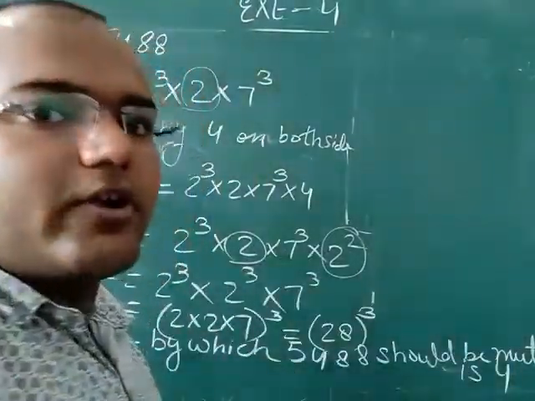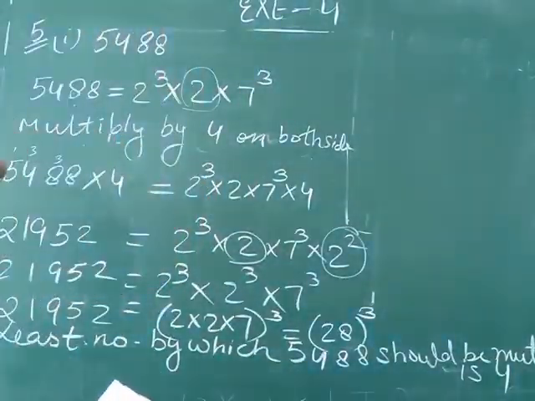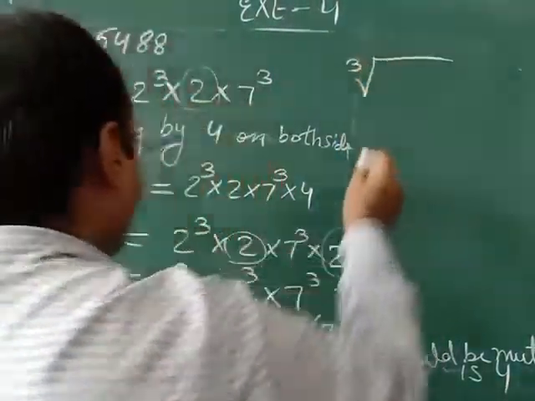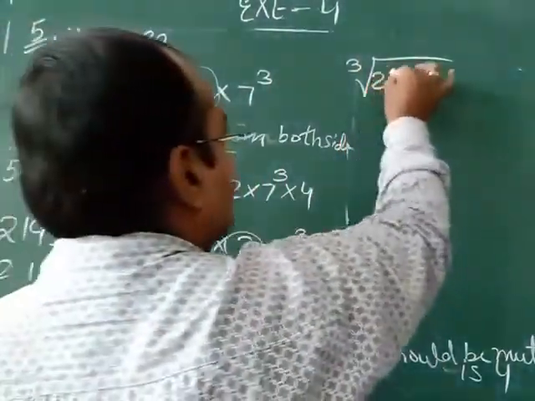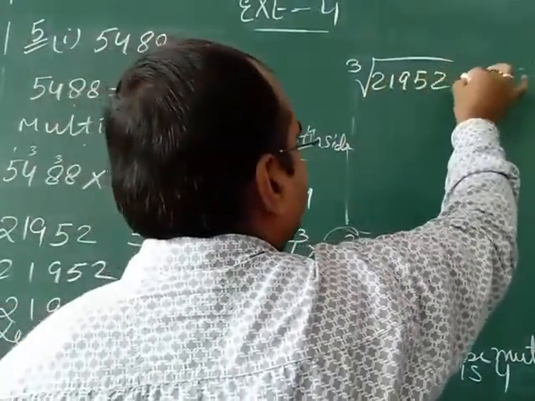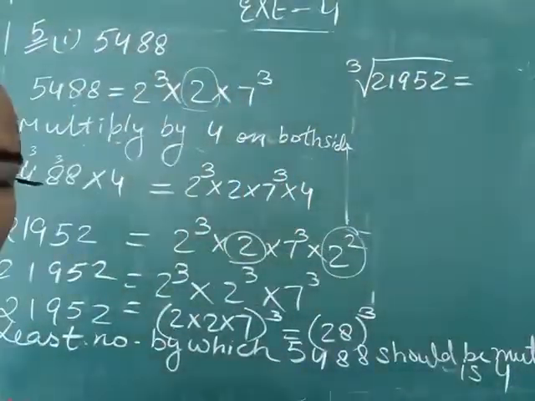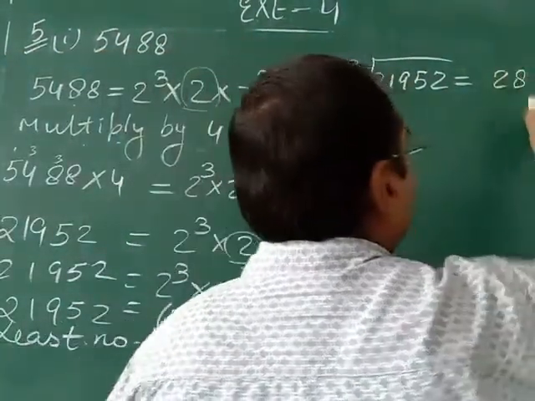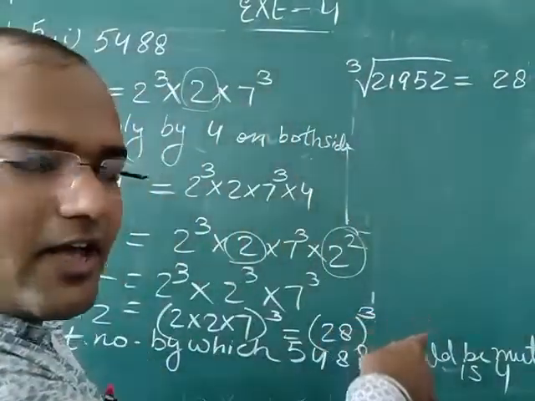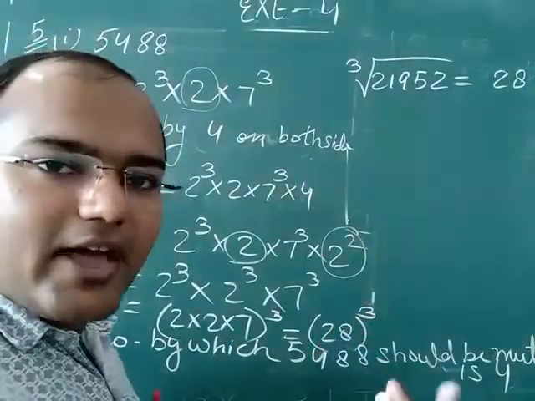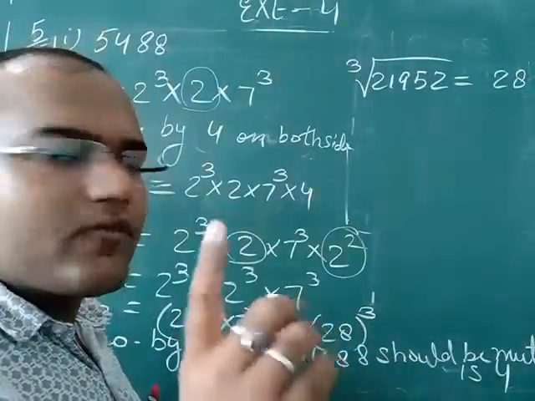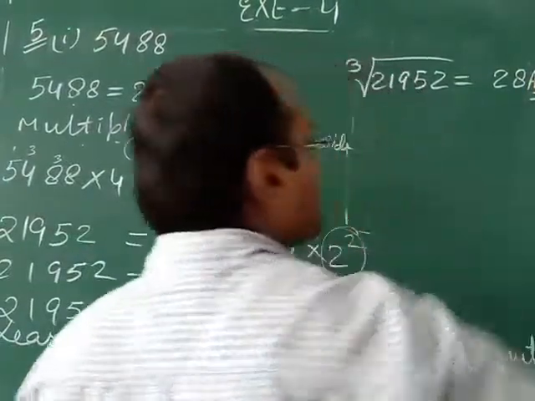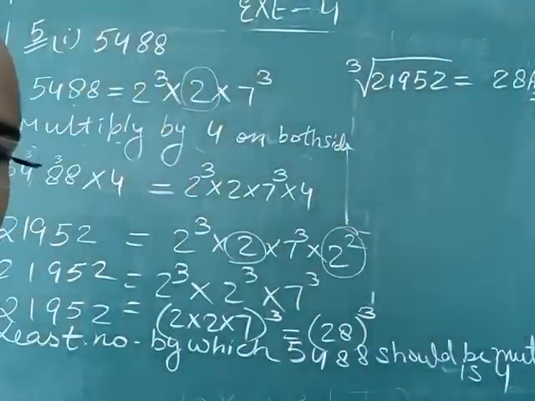So what you have to do, cube root you have to find, cube root of 21952. So cube root of 21952 you have to write as 28. Power 3 is there na, power 3 means it is coming 3 times, but we will write it only one time. So one time we will write, and this is your answer. So two questions he is asking.